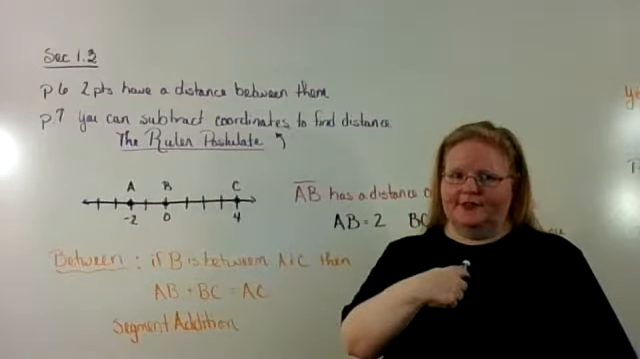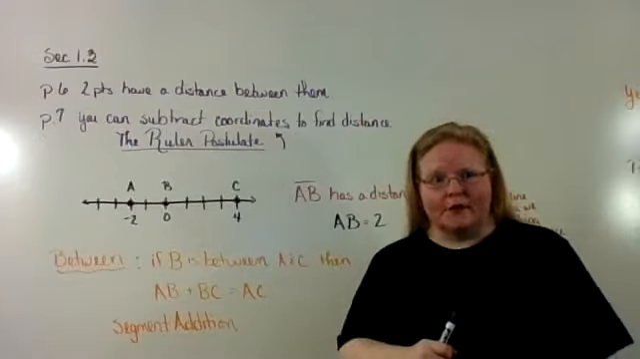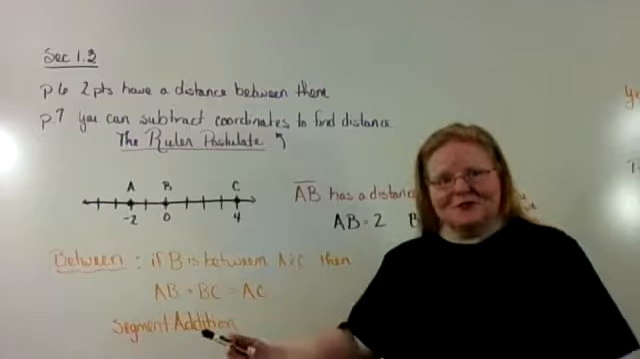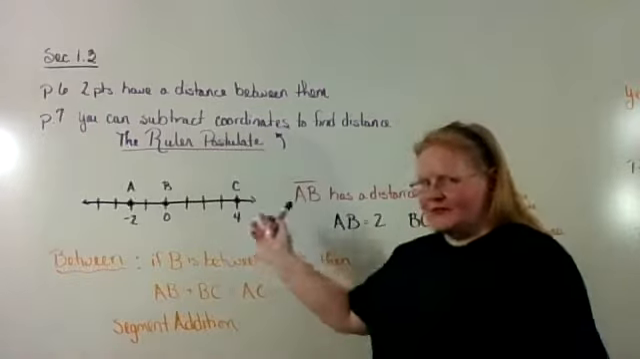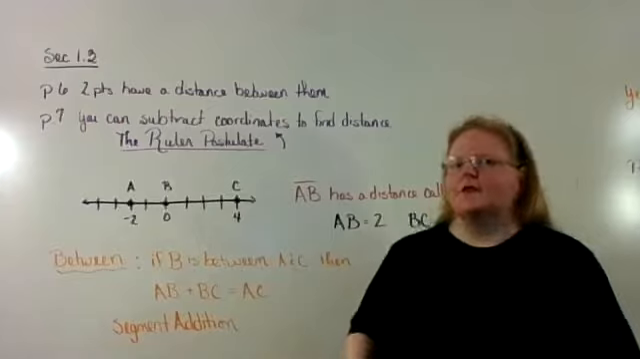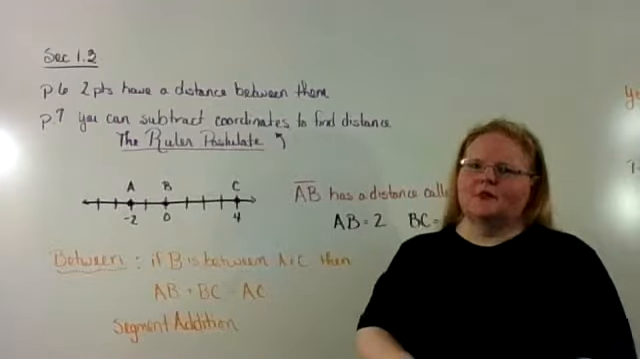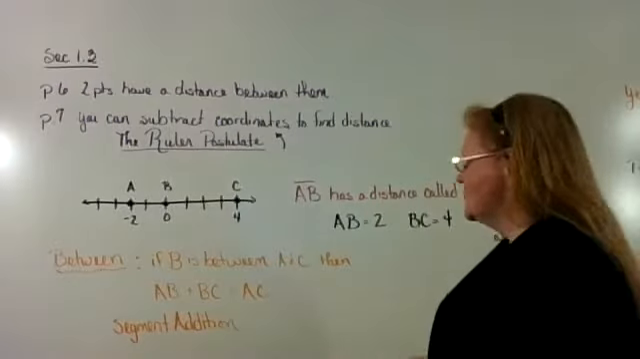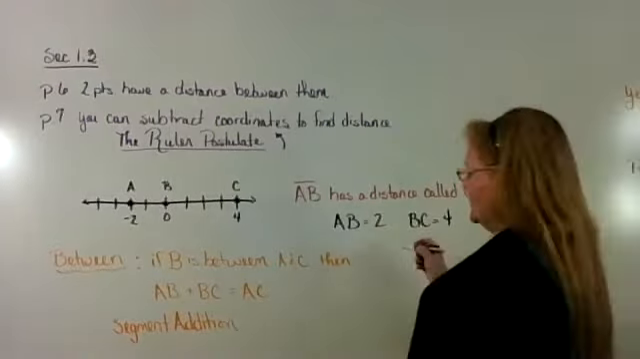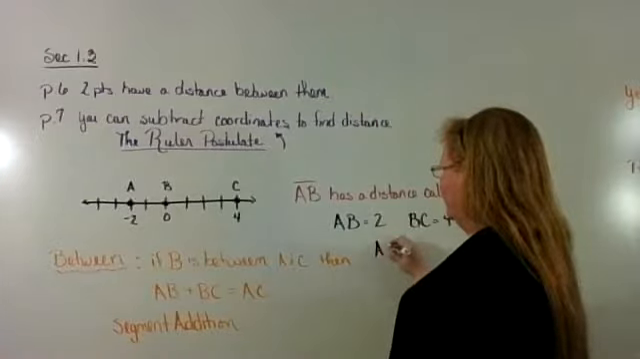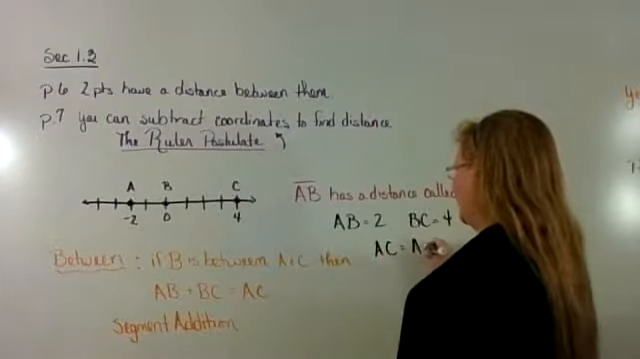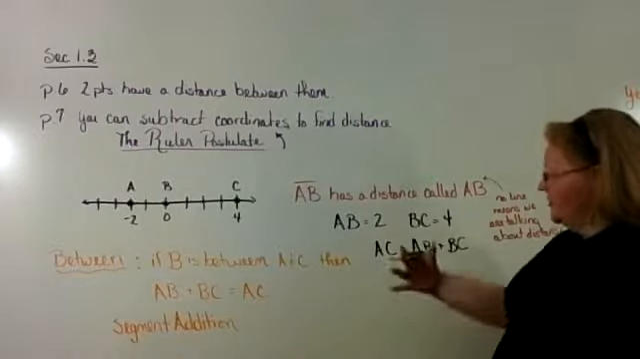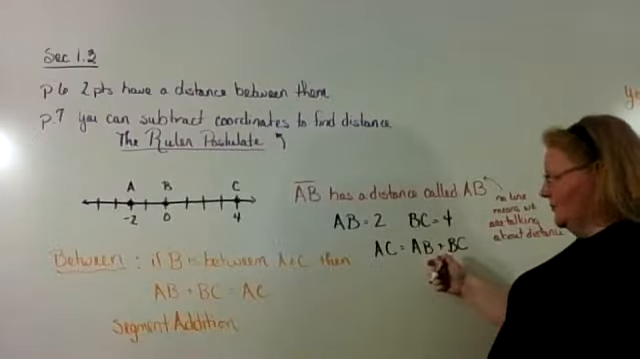I don't use the definition of between. I think it's weird. Sorry. I call it segment addition because that's actually what you're doing. You're adding two segments together. Now you're not adding the segments, you're adding the distances of those segments. But it's a shortcut, and that's what I do. I'm all about shortcuts. So in this case, the distance of AC has to equal AB plus BC. And by the definition of between, that's true.